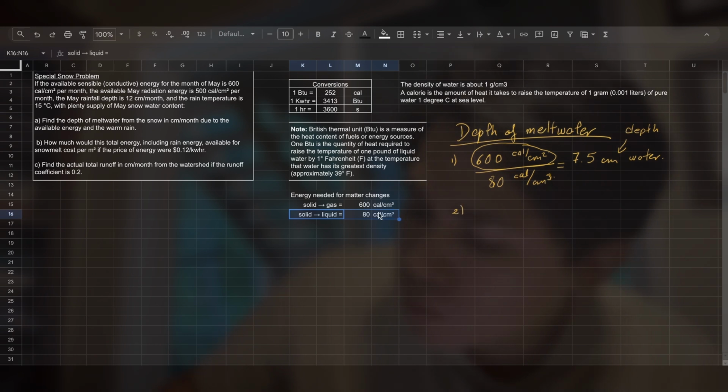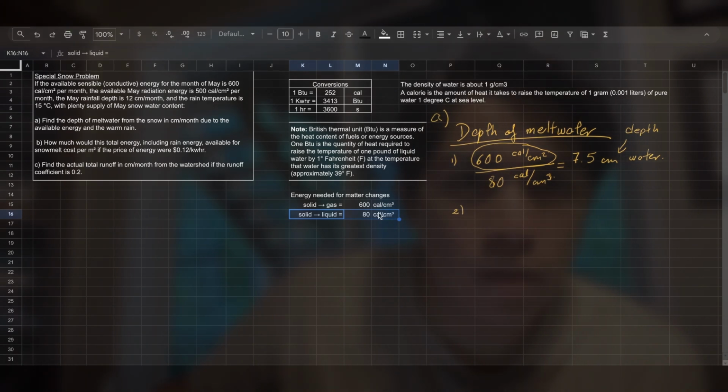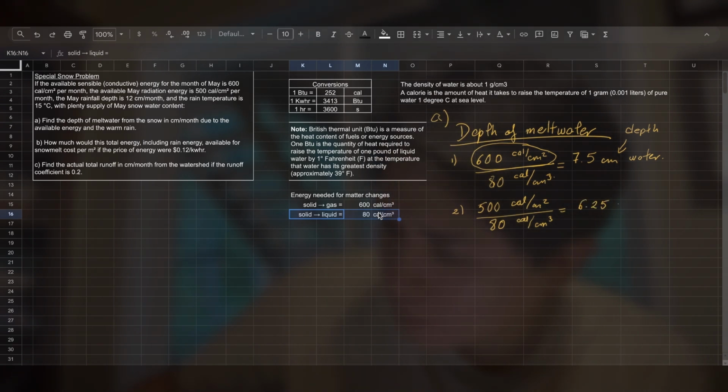Now, this is just part A. All of this is part A. Then the second energy is the radiation energy. That's the sun, right? So we have 500 calories per square centimeter. And we're going to use the same value: the energy we need to melt it into liquid is 80 calories per cubic centimeter. So that's going to give us about 6.25 centimeters of water.